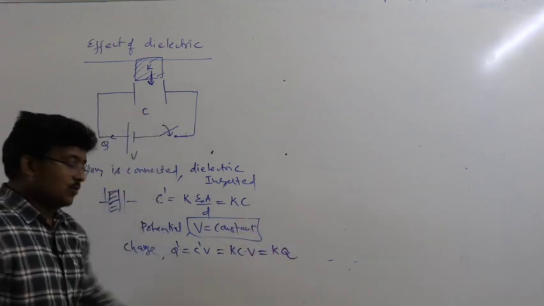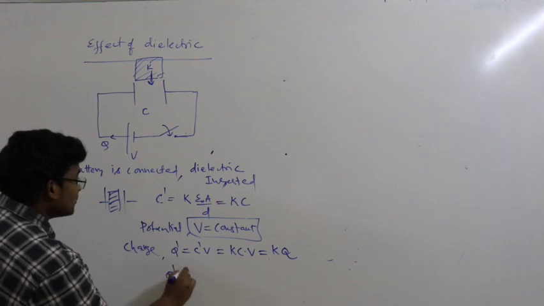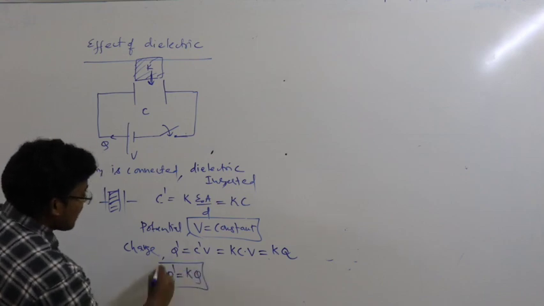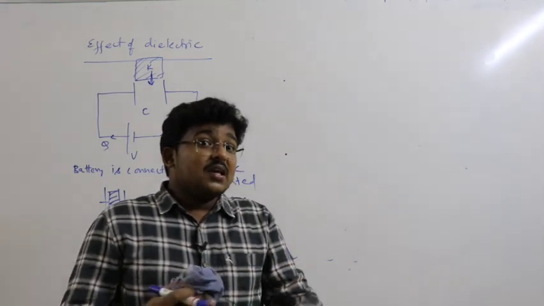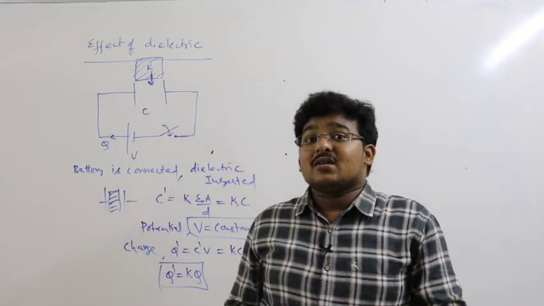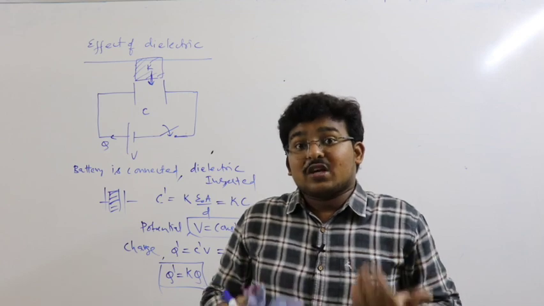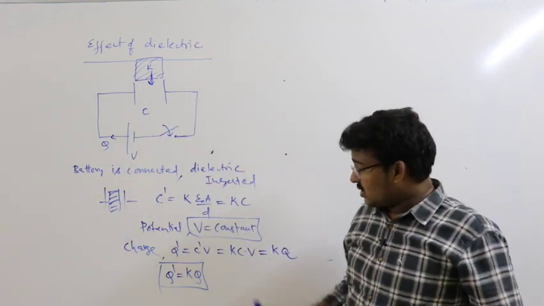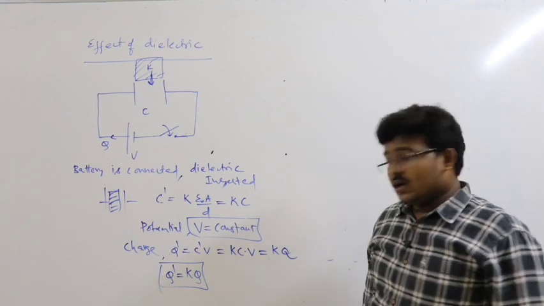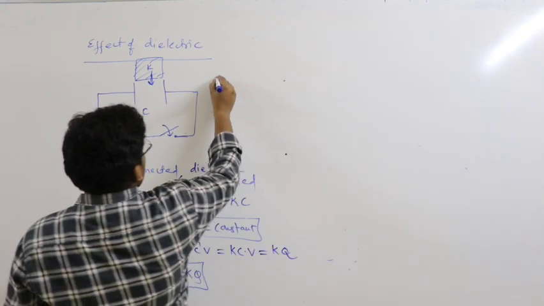So CV is equal to Q. So what is the charge now? Q dash is equal to K times Q. Here the potential is same, but capacitance increased. Capacitance means the charge storing capacity increases, so now more charge will pass, so the charge will be KQ. Now what is the energy stored?